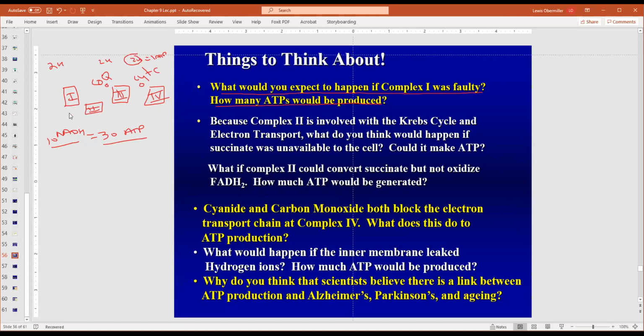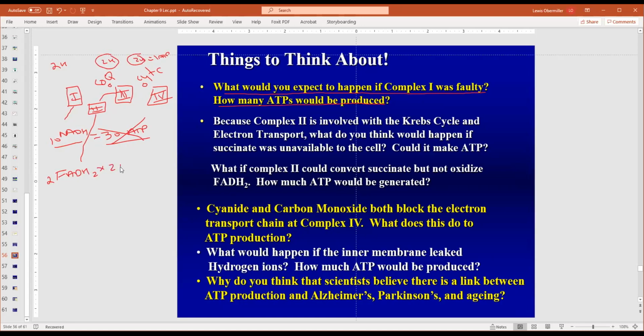All right. So if complex 1 was broken, would you be able to send the electrons through the chain from NADH? No. That means we don't get these 30 ATP. FADH2 doesn't need complex 1. It starts at complex 2, right? So we would still get those. There's 2 of these. We would still get 2 ATP for each one. So we'd get the 4 ATP from FADH2, and we would get the 2 ATP from the Krebs. So we would be able to make 6 ATP if this was broken.